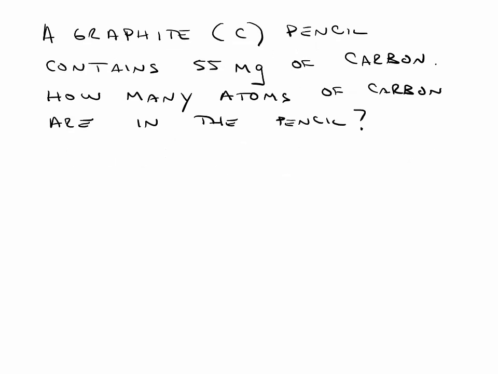Now let's try a little bit harder example here. A graphite pencil, and graphite is nothing more than an allotrope of carbon, contains 55 milligrams of carbon. I want to know how many atoms of carbon are in the pencil. So this sounds like a very tricky type of problem, but it isn't. In all chemical calculations, we have to go through the mole. So the mole is the center for all of our calculations.